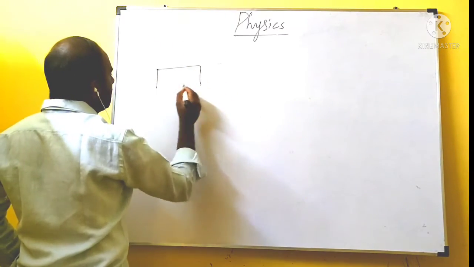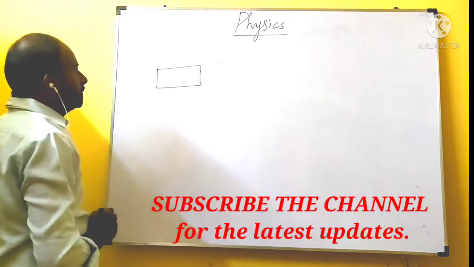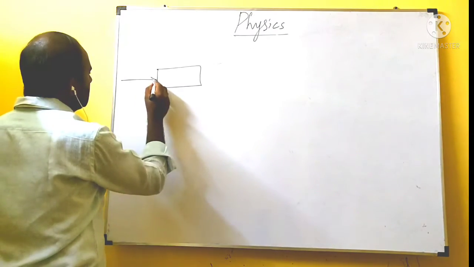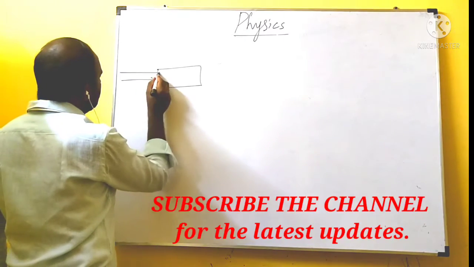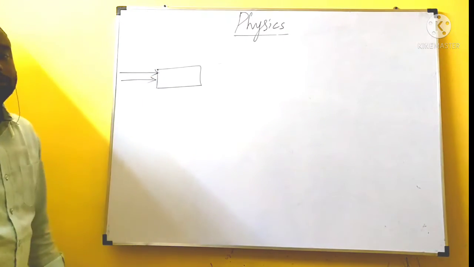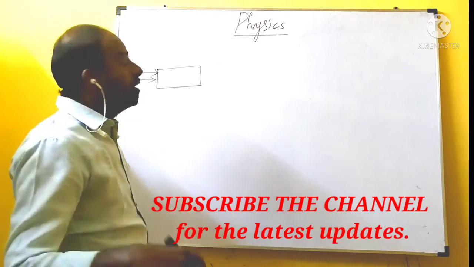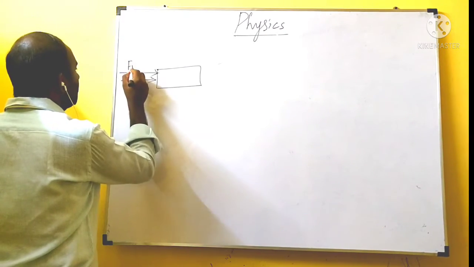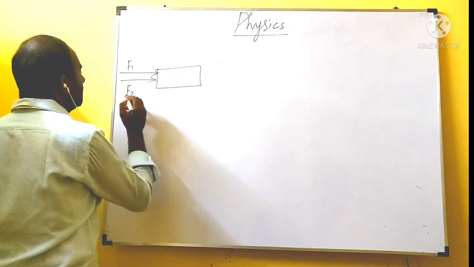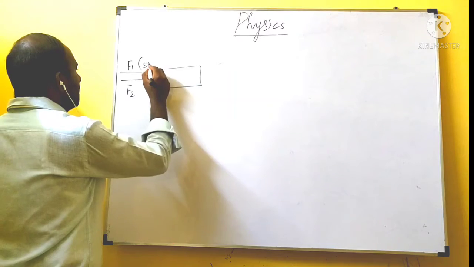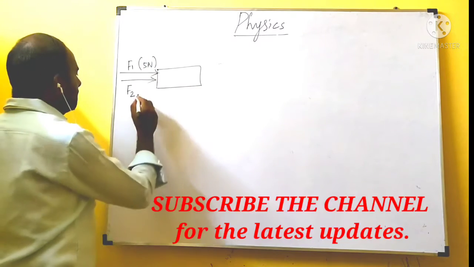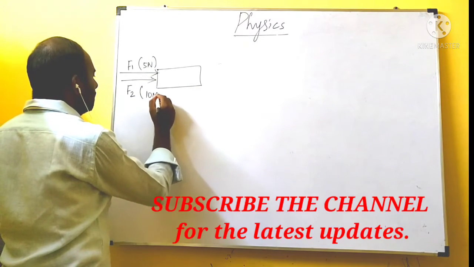Imagine this is an object. Now a force from the left side, another force from the right side. How is force measured? Force is measured in Newton. Very good. So let me call this F1 and this F2. Suppose I am giving here 5 Newton of force and another one is 10 Newton of force.